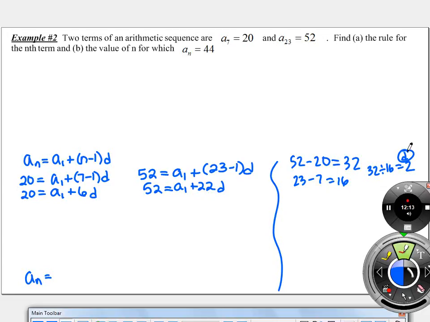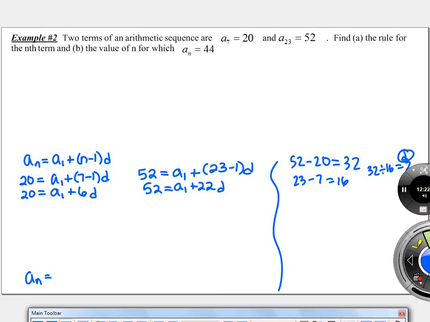I did the same thing, but I got A1 differently. Sure. I just took the formula and plugged in the term 7 for n, and then plugged in the difference to get A1. Perfect.